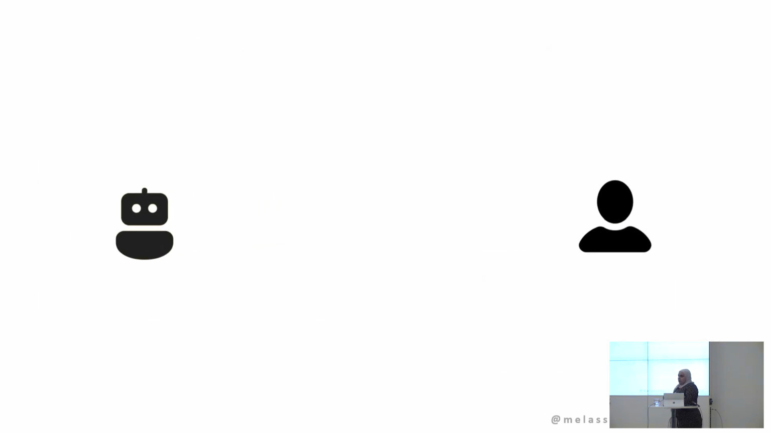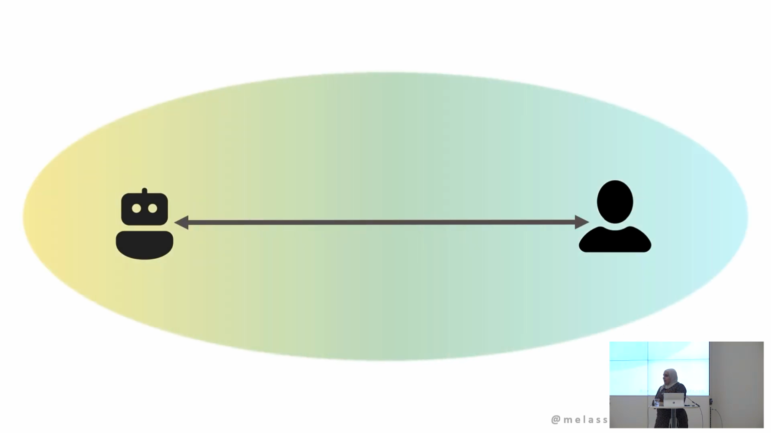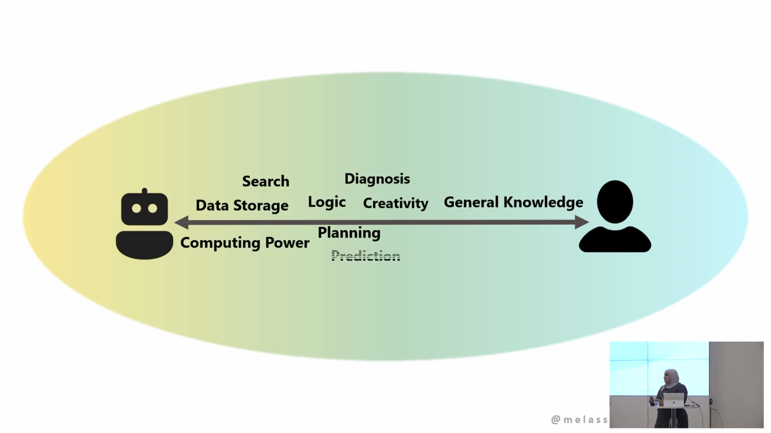These two agents that we want to bring together could be imagined to fill a spectrum of intelligence. Some aspects we want to keep using in terms of the AI's capabilities, such as the search power, the data storage, the computing power, and so on. But for humans, we want to retain their understanding of semantics, general knowledge, and perception that are still very uniquely human.